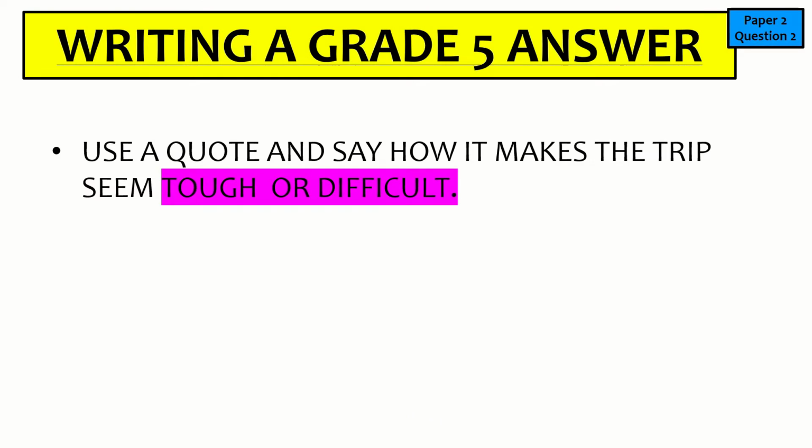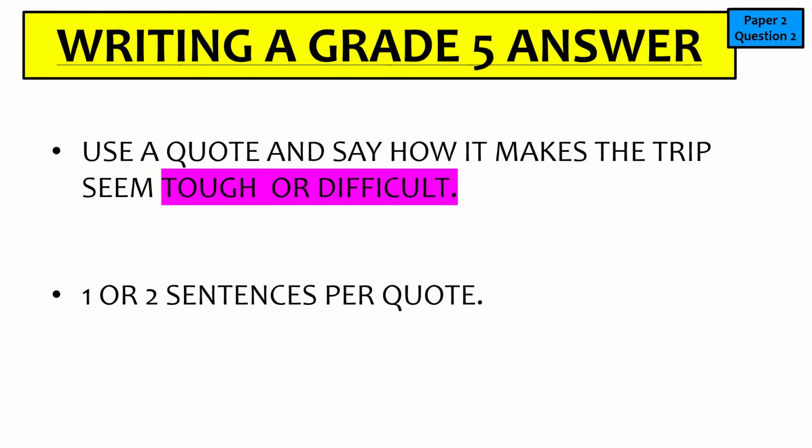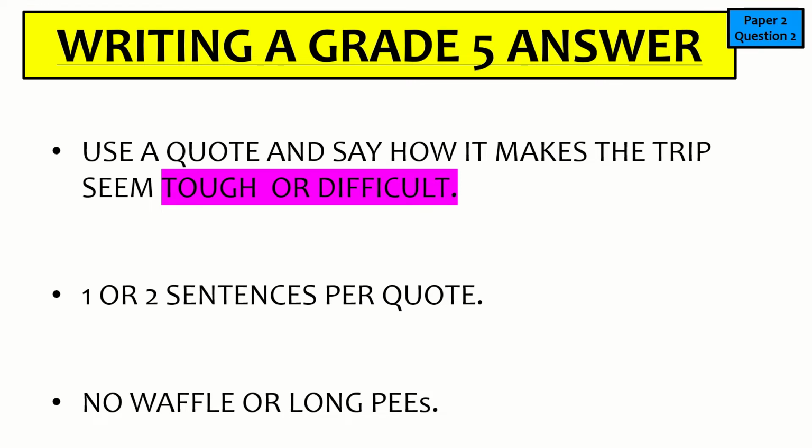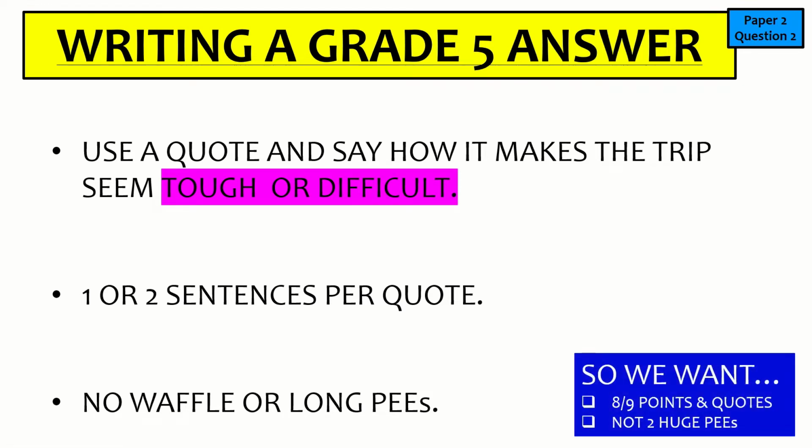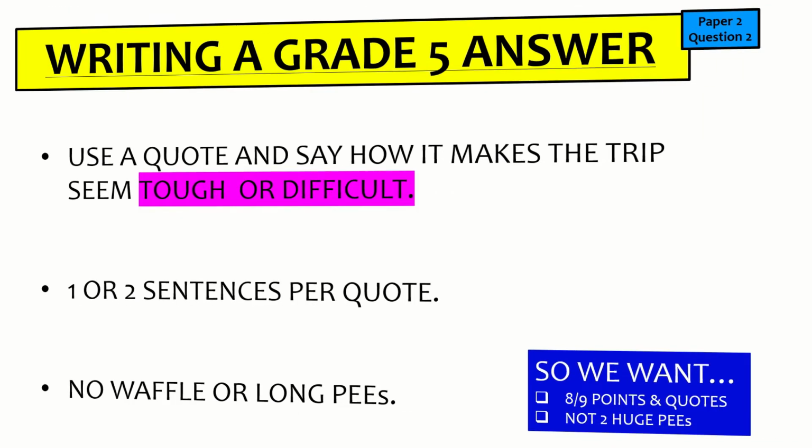Okay, so for this question, to get a grade 5 or above, you would get a quote and say why it makes the trip sound difficult. You would do 1 or 2 sentences per quote, and you would do no waffle along PEs. Remember, we want you to talk about 7 or 8 points in little detail as opposed to 2 huge PEs about 2 quotes. Remember, it doesn't matter how good your explanation is. If you only do 2 quotes, you're going to be lucky to get more than 2 out of 10.